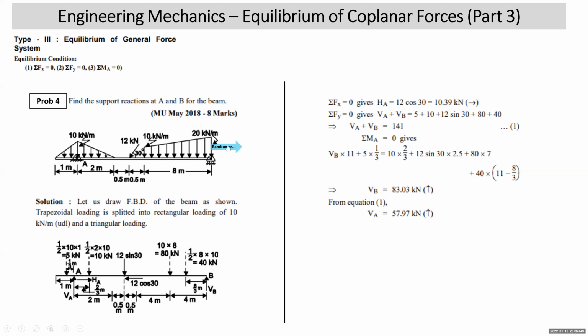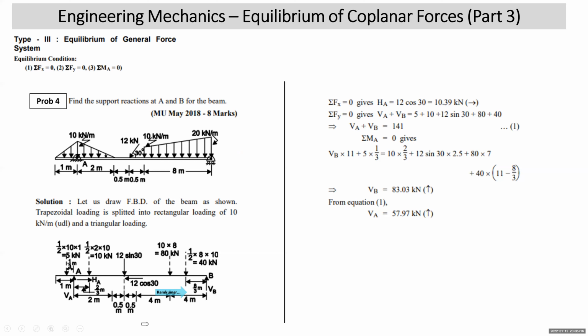Then you have a triangle. The triangle has a base of 8 and its height on the right hand side will be 10. Why 10? Because this total rectangle of 10 has already been used in the UDL. So half into 8 into 10 comes out to be 40 kilonewton, and it acts 8/3 meter from the right side. So this way my free body diagram is ready with all the active as well as reactive forces.